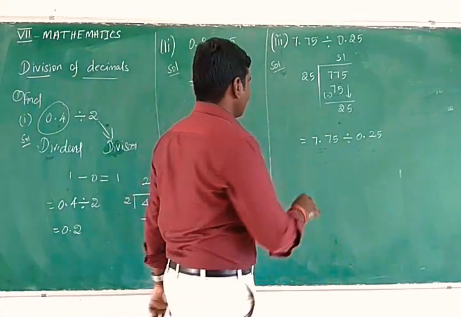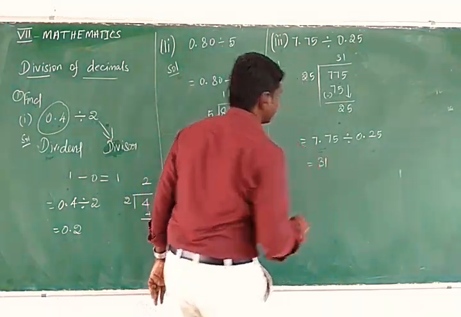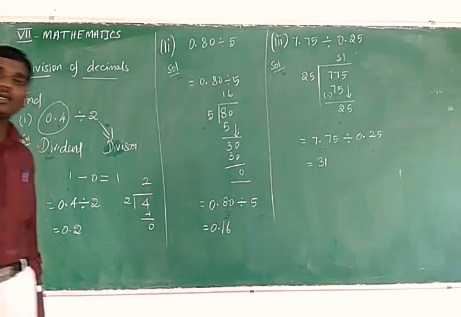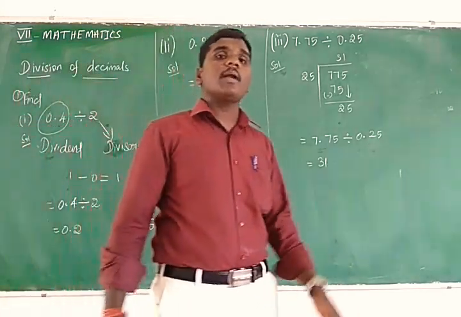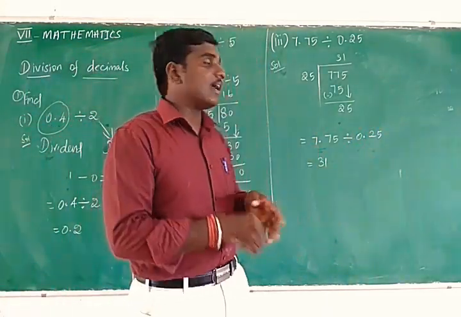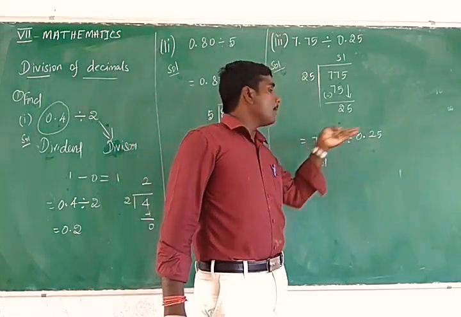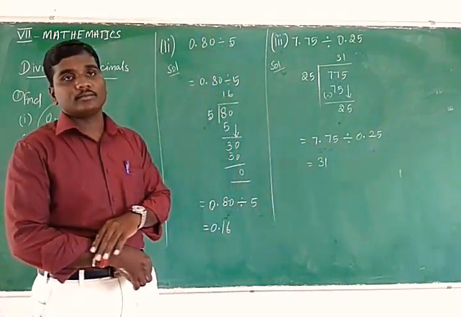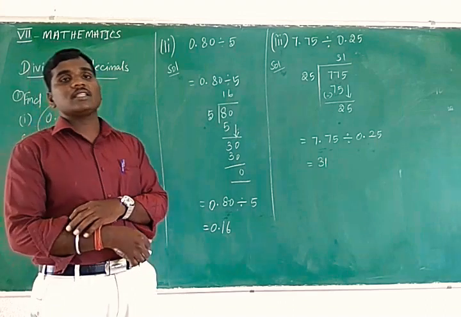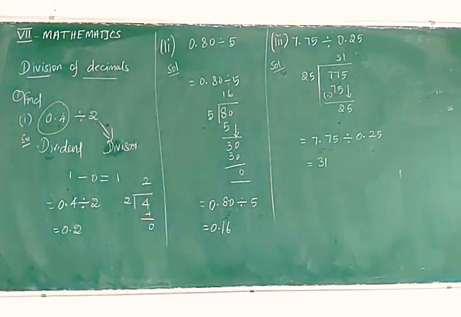So, the answer is 31. In multiplication, what do we do? We add the number of decimals. In division, it is the number of decimals in the dividend minus the number of decimals in the divisor. Okay. Next sum.